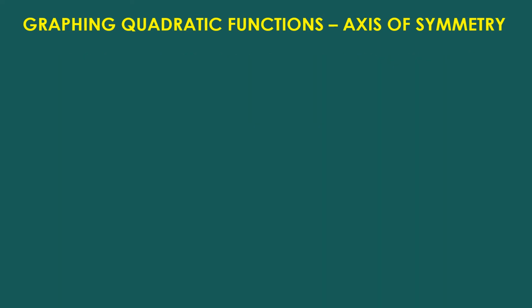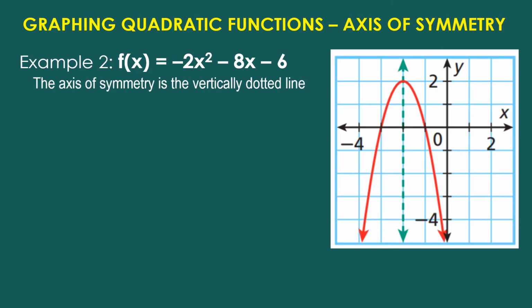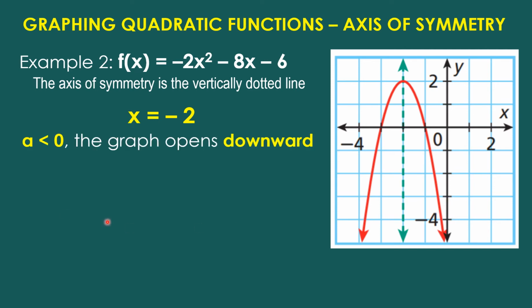Let's have another example. f of x equals negative 2x squared minus 8x minus 6. Notice that in this quadratic function, this is the vertically dotted line. This vertically dotted line, when x is equal to negative 2, is our axis of symmetry. Notice also that our graph opens downward because a is less than 0.